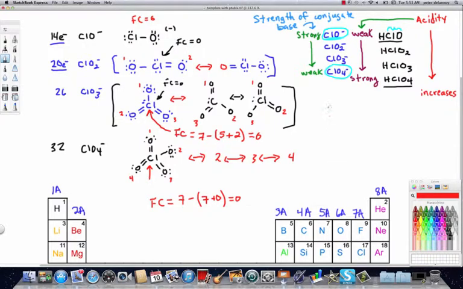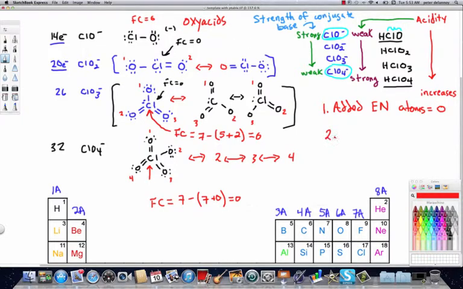So now let's put this together. There are 2 reasons why the acidity increases as we go from hypochlorous acid to perchloric acid. We've added, and I'm going to abbreviate the word electronegative atoms as we go from hypochlorous to perchloric. Specifically, we're adding an oxygen. So these are actually called oxyacids.